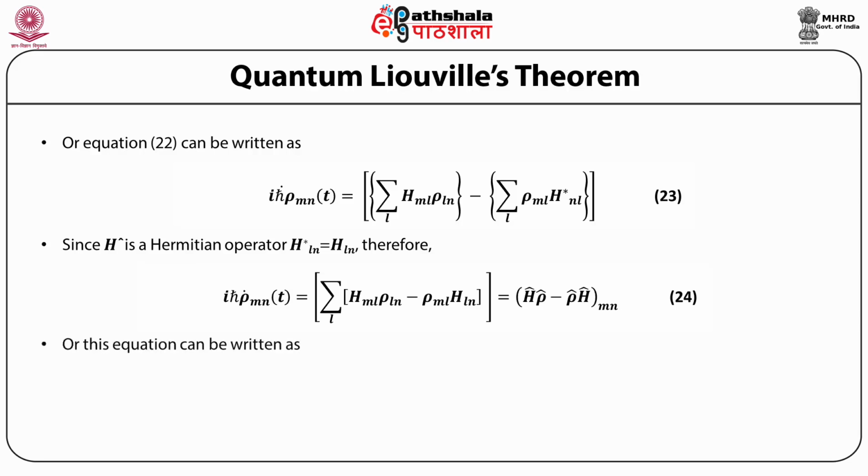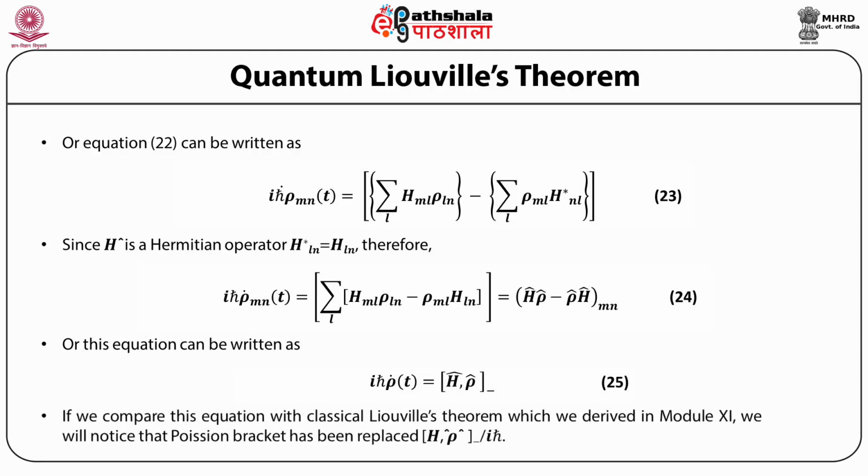Or this equation can be written as iota h bar rho dot(t) is equal to the commutator between the operators H and rho. If we compare this equation with classical Liouville's theorem, which we derived in module 11, we will notice that the Poisson bracket has been replaced by the commutator between H and rho divided by iota h bar.